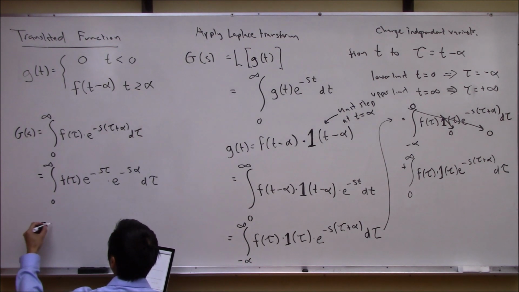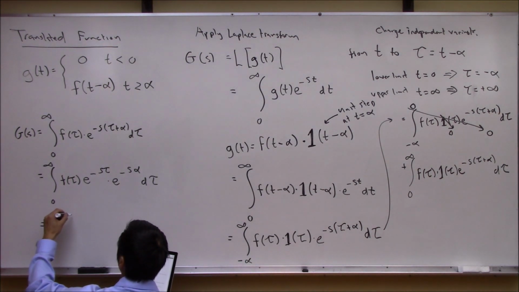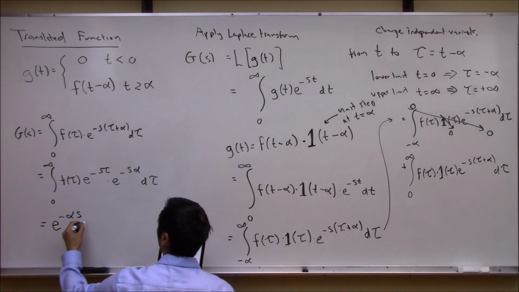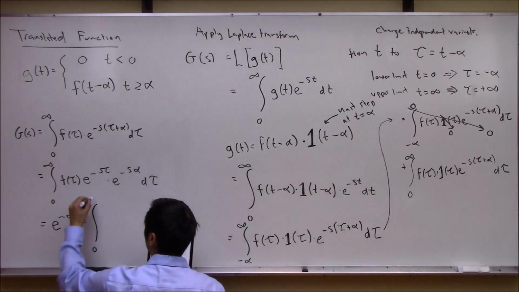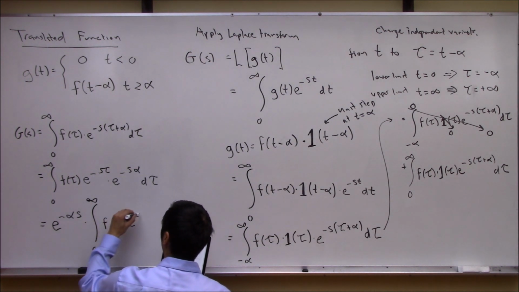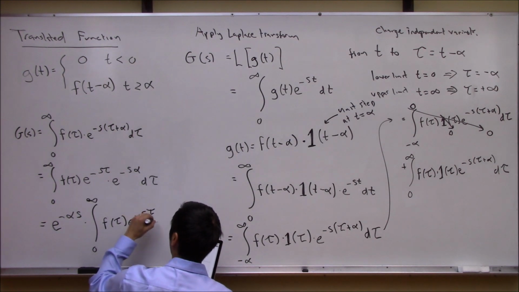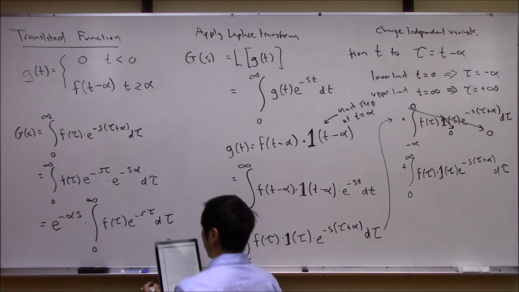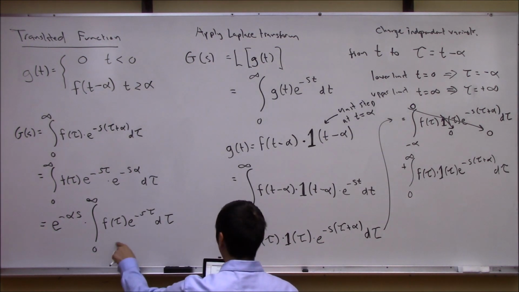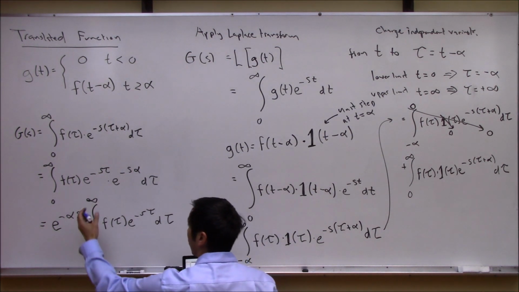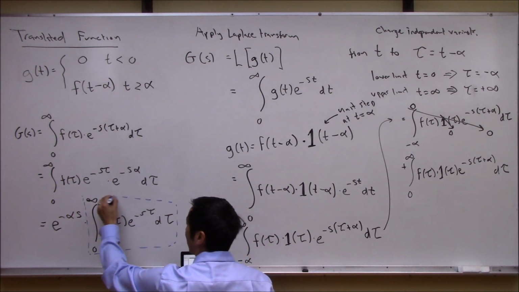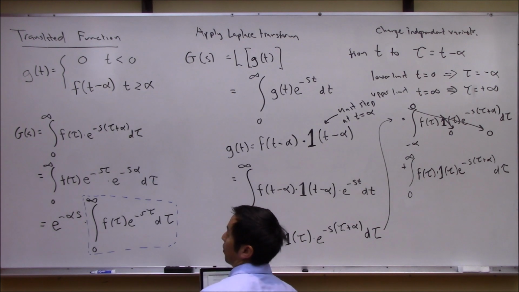So we end up with e to the minus alpha s. I'll just switch the order; it doesn't really matter in the exponent. Times the integral from 0 to infinity of f of tau e to the minus s tau d tau. Now, if you look at this integral here that I'm going to box up in dashed blue, this ought to look really familiar.